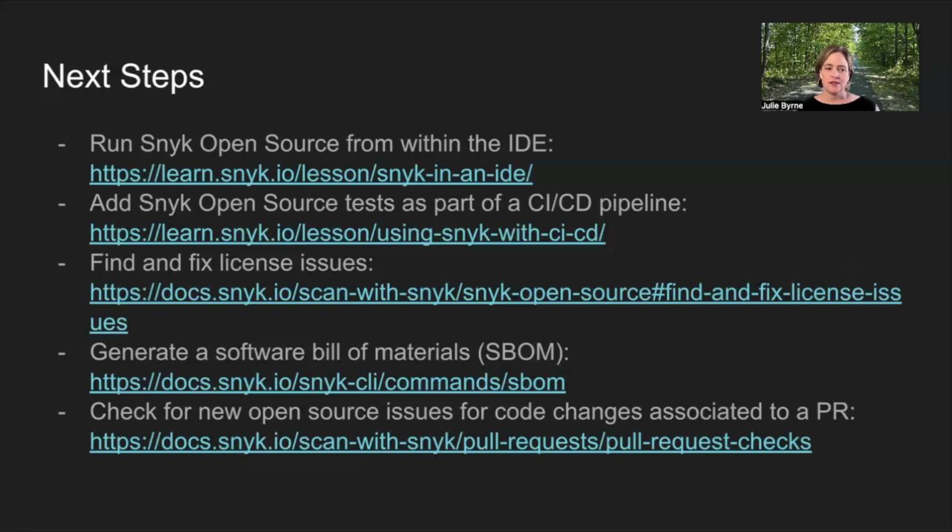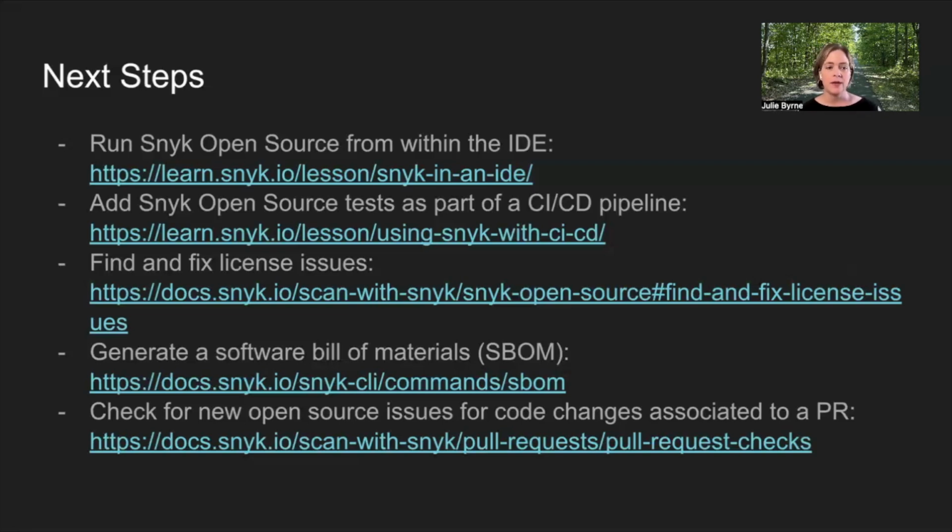Now, the open source test capabilities also have the ability to find and fix open source license issues, so open source licenses that you shouldn't be using, and remediating those through fixes, and also has the capability of generating a software bill of materials. We didn't cover those topics today, but those are a couple of topics I would recommend that you check out next.